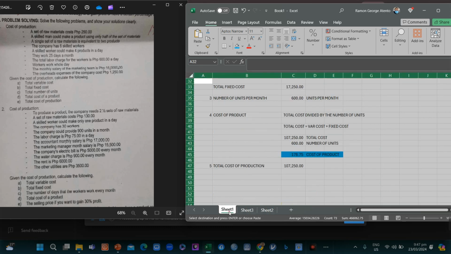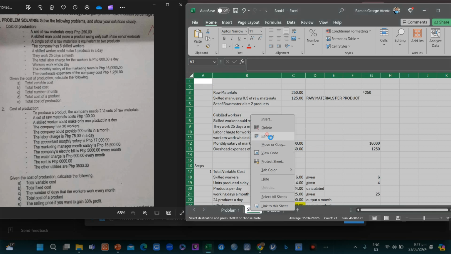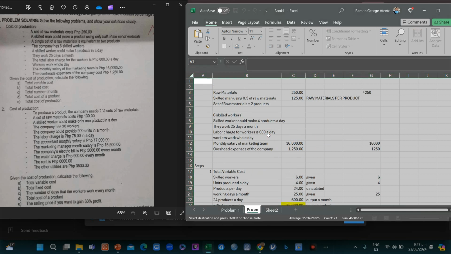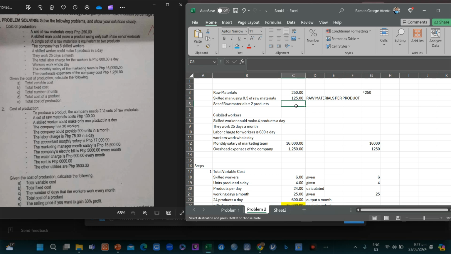So I'll just call sheet number 1 problem 1, right? Problem 1. And then sheet number 3 as problem 2. I'm hearing loud TV or something like that. I don't know where it's coming from.